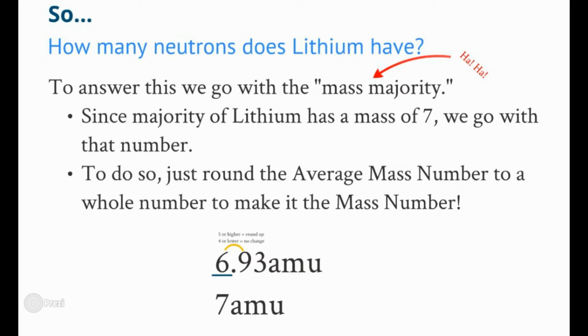We assume that whenever you go out there and get a lithium atom, you've got about a 92% chance of getting one where your odds lean more toward the 7 than the other one. It's not that big of a deal. To do so, we just round the average mass number to a whole number to make it the mass number. That's only if they don't give you a specific mass number.